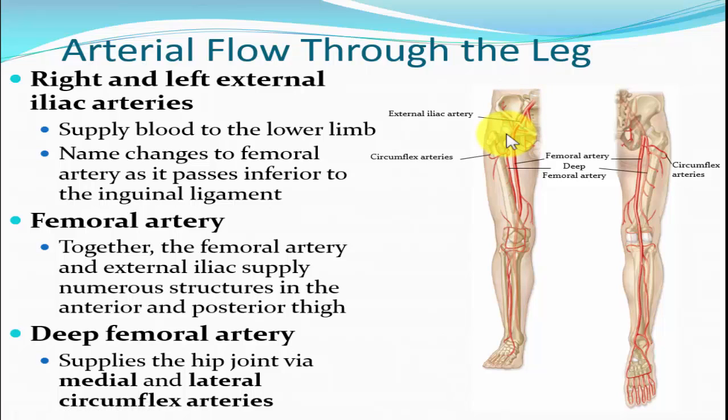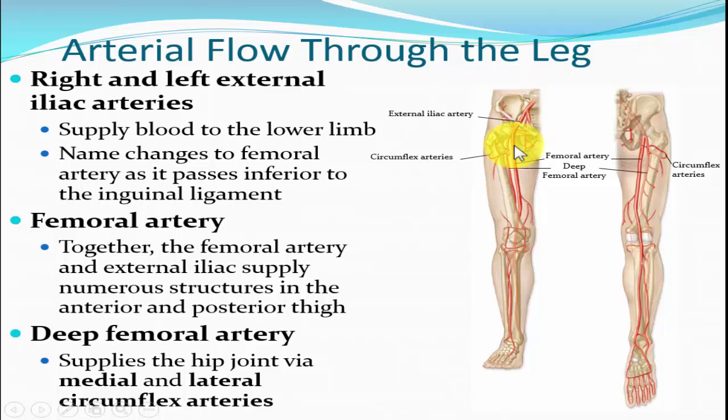This artery is going to supply blood to the entire lower limb, and the name is going to change as it travels along. So if we follow this artery down, following this iliac artery where my mouse is, basically the name is going to change to the femoral artery as it passes inferior to the inguinal ligament. So the inguinal ligament is this white structure that basically runs oblique across the pelvis, and then once it passes that, this is going to become the femoral artery.